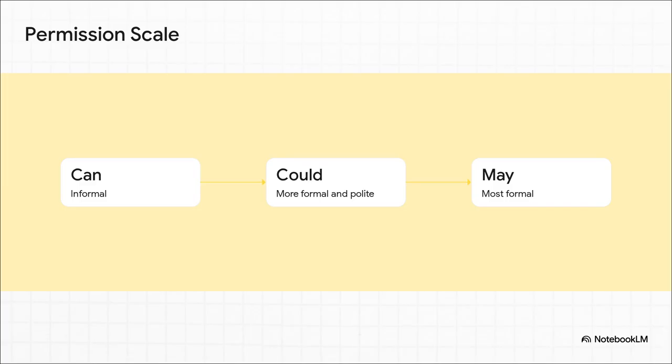Can I? That's your casual, everyday go-to with friends. Could I? Okay, that's a nice step up. A bit more polite. But may I? That's the top tier. It's the most formal and respectful way to ask. Perfect for when you're talking to your boss or in a really formal setting.